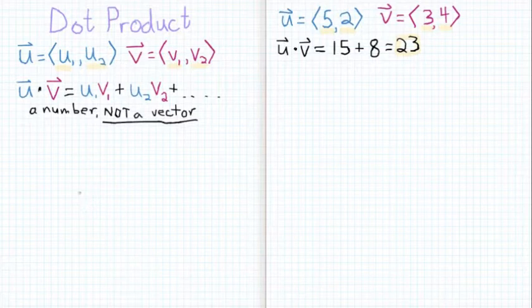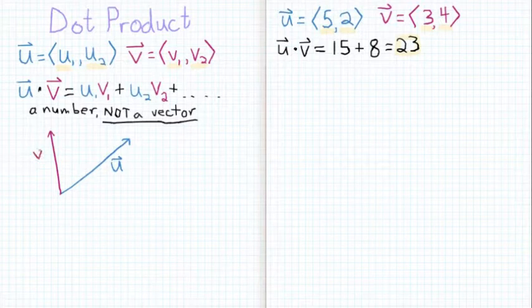Okay, we've seen how easy it is to calculate the dot product of two vectors, but now let's see if we can get an intuition for what the dot product really means. If these are my vectors u and v, then the dot product will be the amount that v goes in the direction of u multiplied by the length of u. So that's this little length times this length.